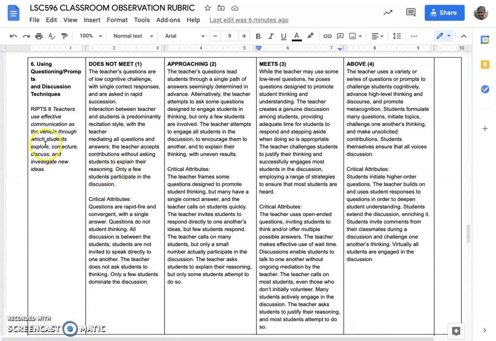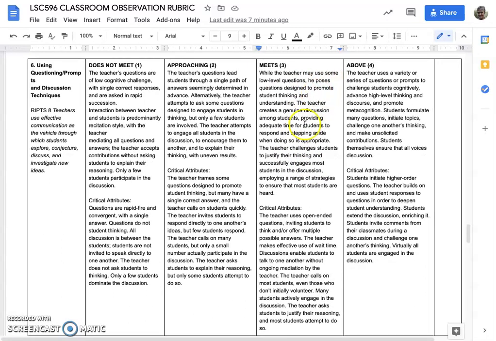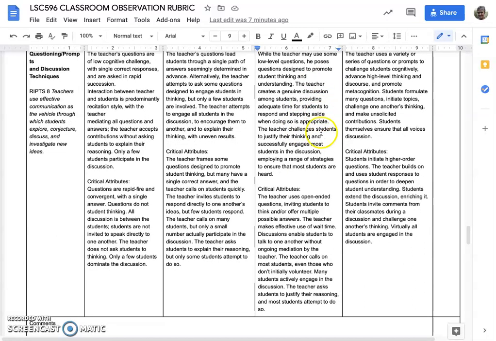All right. Number 6, using questioning prompts and discussion techniques. So let's look at meets. Basically think of Bloom's taxonomy. You know how the lower level question stems are like to assess for comprehension and knowledge, and the upper ones assess for critical thinking skills, higher level thinking skills, where they evaluate and they create, synthesize. So you're going to want to make sure you have a range of questions. And even kindergarten kids can answer higher level thinking questions. They can predict, they can compare and contrast. So I'll be looking for the types of questions that you ask here.